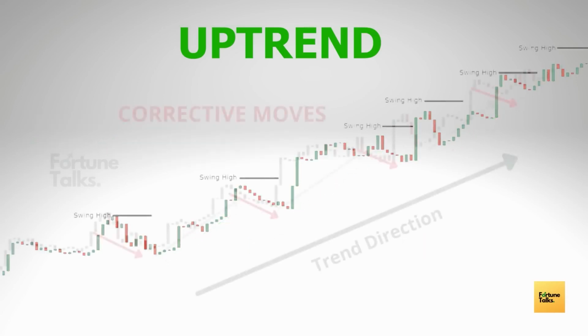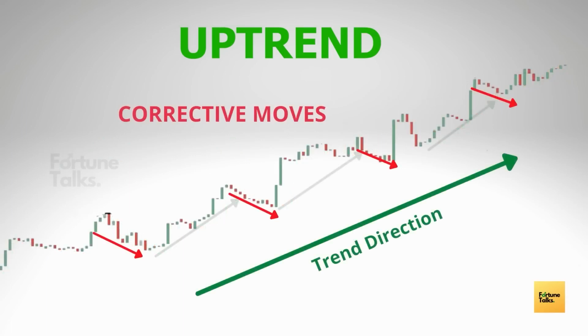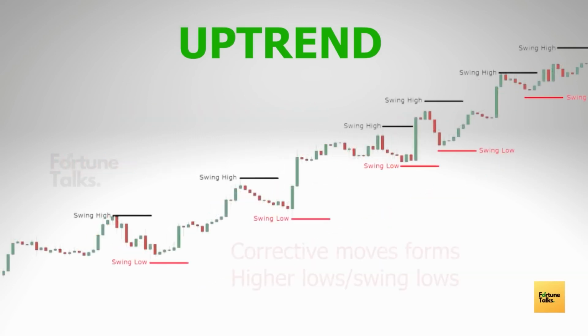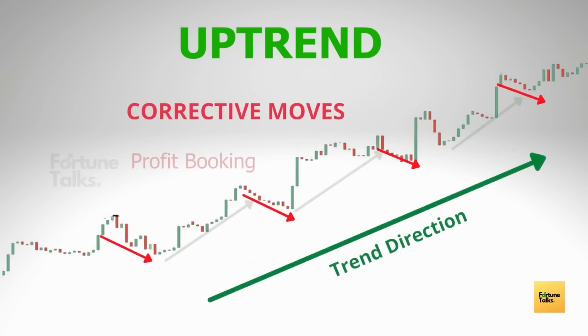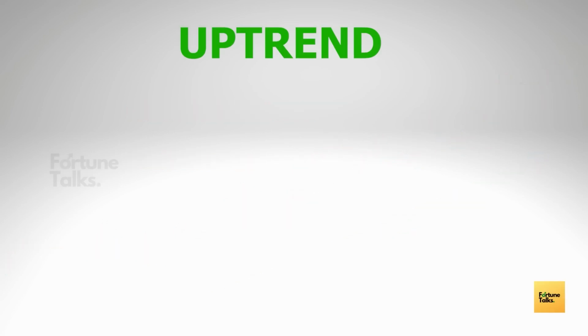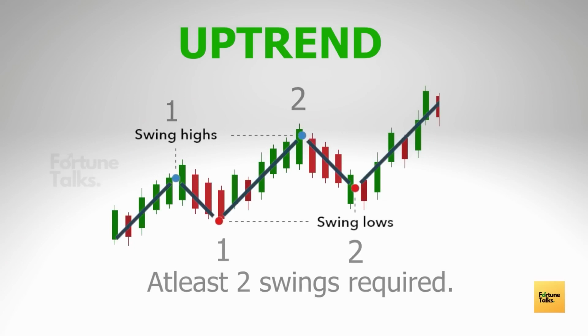The impulse move is followed by a corrective move in the opposite direction of the prevailing bullish trend. The corrective move usually includes a lesser number of weaker candlesticks that forms a lower price, but this lower price is still higher than the previous lower price formed. The corrective moves are generally due to profit booking by some traders. As a rule of thumb, a trend can be confirmed as an uptrend only when the price has made at least 2 swings on the upside.